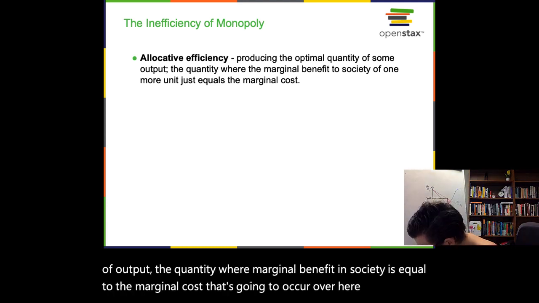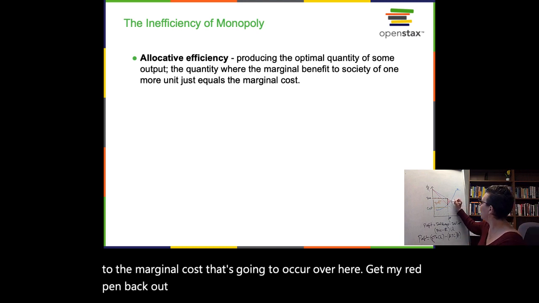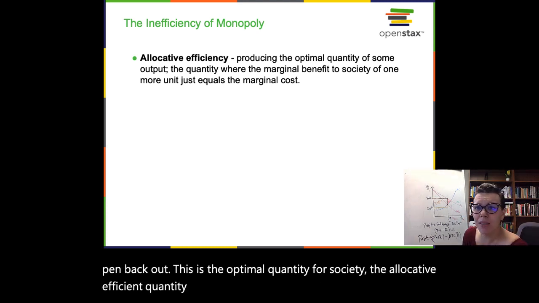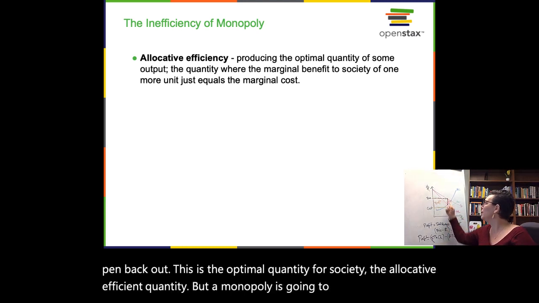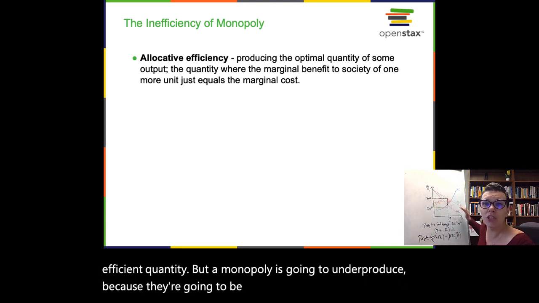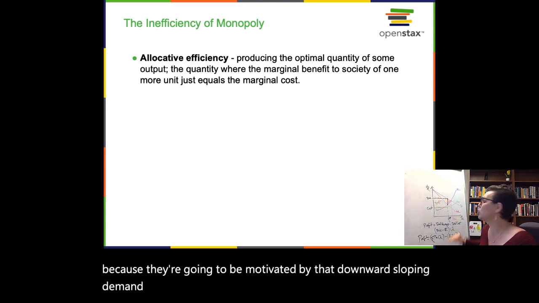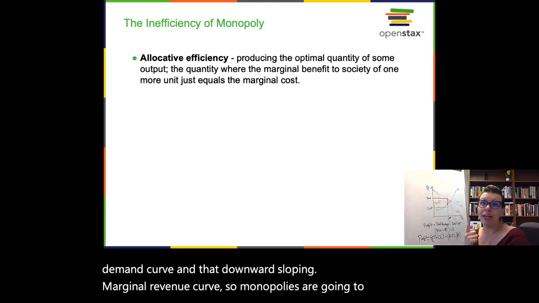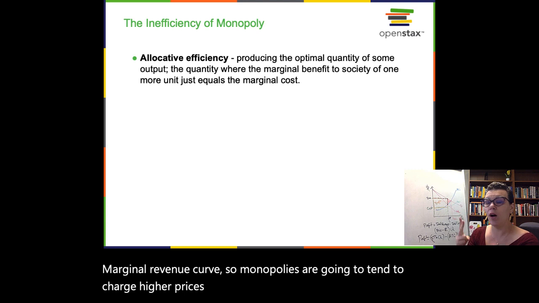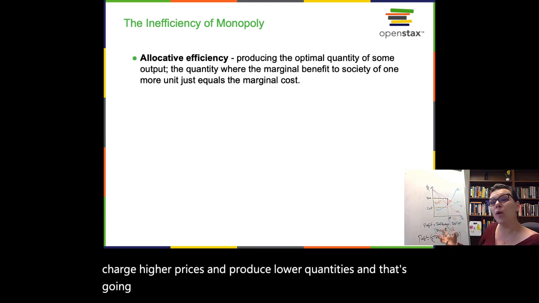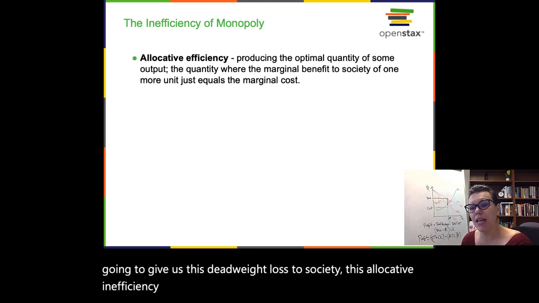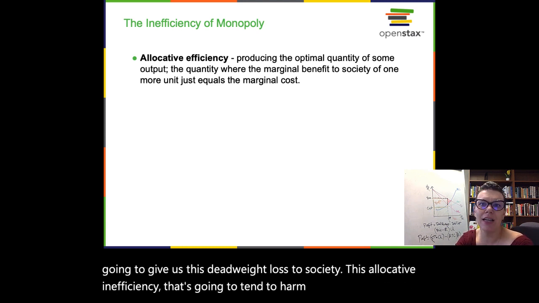I'll get my red pen back out. This is the optimal quantity for society, the allocative efficient quantity. But a monopoly is going to underproduce because they're going to be motivated by that downward sloping demand curve and that downward sloping marginal revenue curve. So monopolies are going to tend to charge higher prices and produce lower quantities, and that's going to give us this deadweight loss to society, this allocative inefficiency that's going to tend to harm society and make the economy worse.